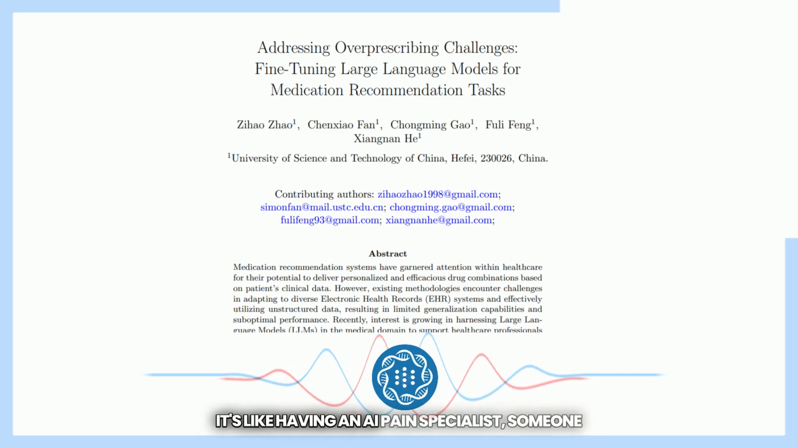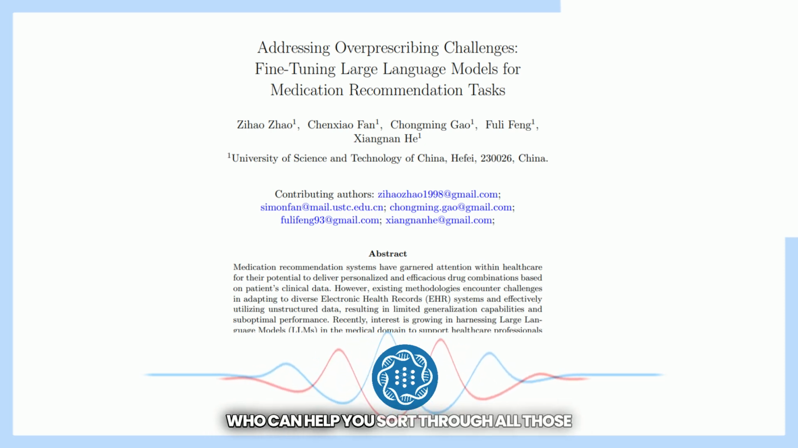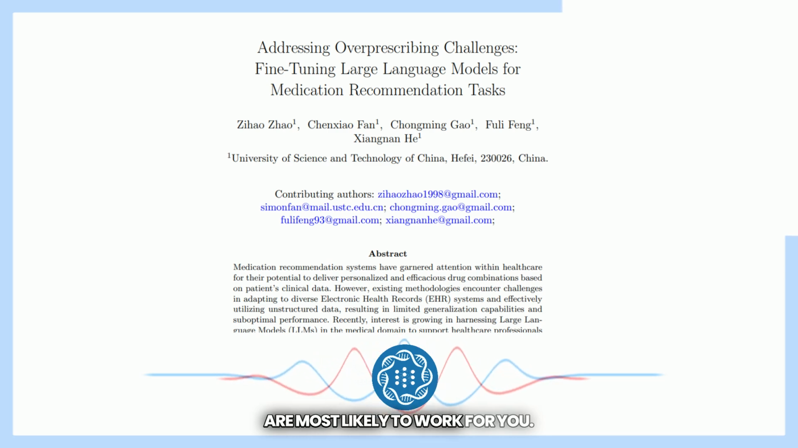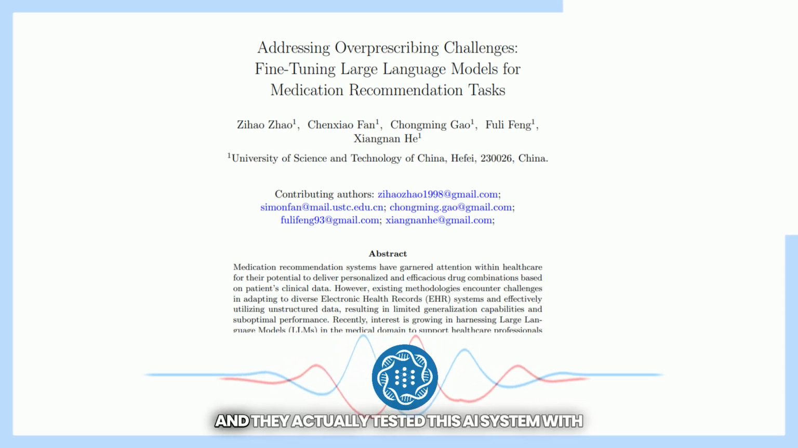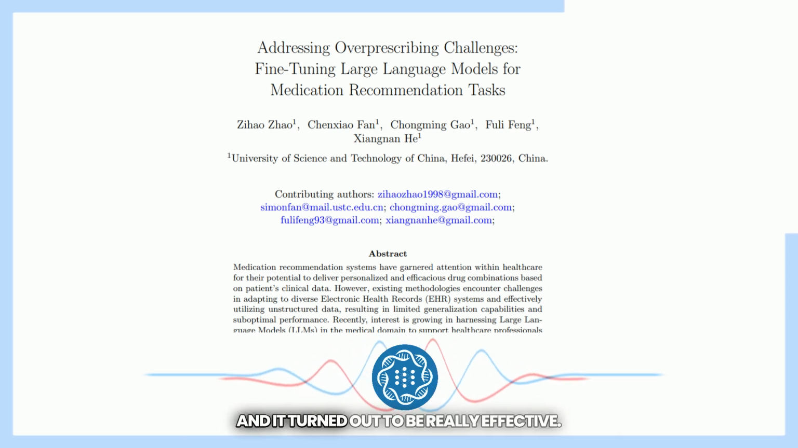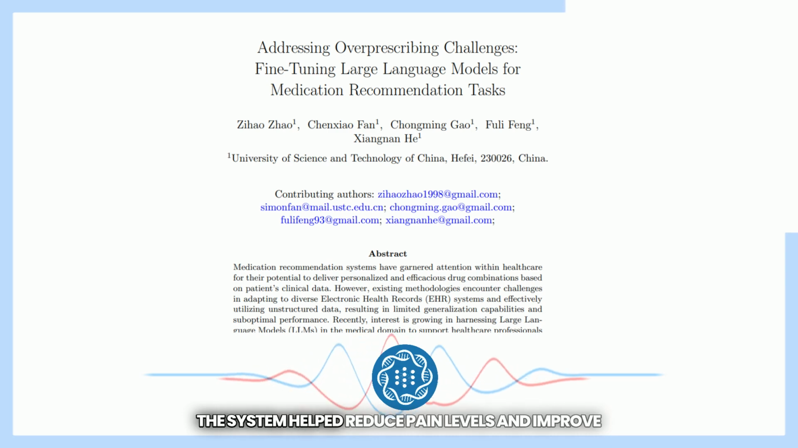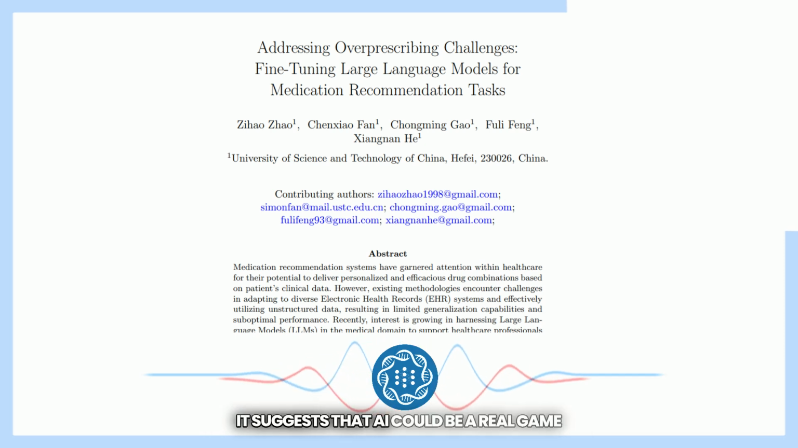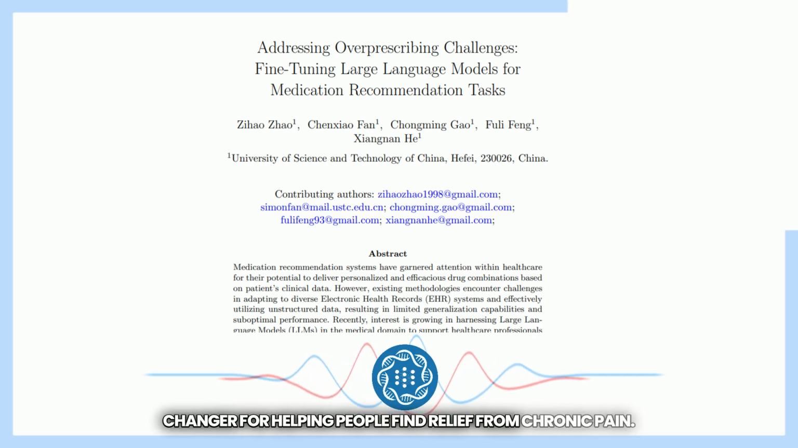It's like having an AI pain specialist, someone who can help you sort through all those pain management options and find the strategies that are most likely to work for you. That's a great way to think about it. And they actually tested this AI system with patients who have different types of chronic pain, and it turned out to be really effective. The system helped reduce pain levels and improve quality of life, which is really encouraging. It suggests that AI could be a real game changer for helping people find relief from chronic pain.